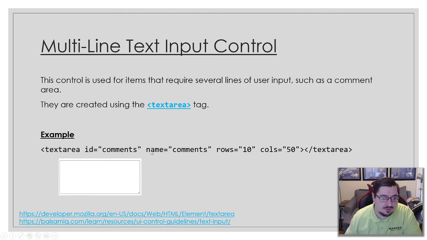Now, typically we're going to add the ID and the name properties just like we do with all the other fields. Also, though, with text areas, you typically want to specify how big they are. That's a definite must. So in this case, we've specified that it is 10 rows tall and 50 columns wide. Make sure you specify both of those properties so that the text area gets an initial size that is appropriate to whatever you're entering.